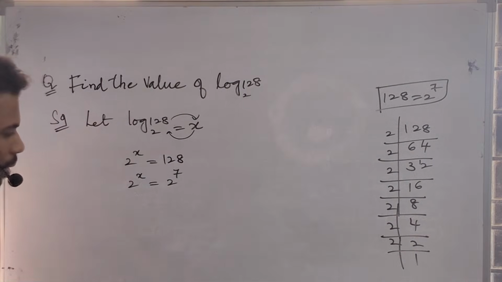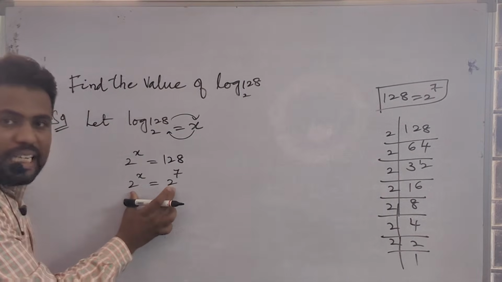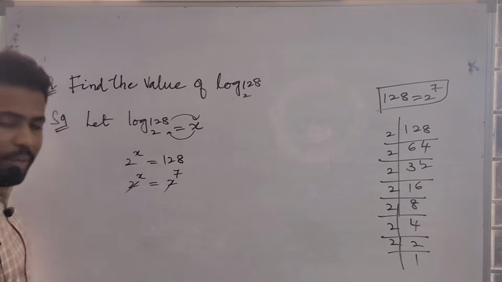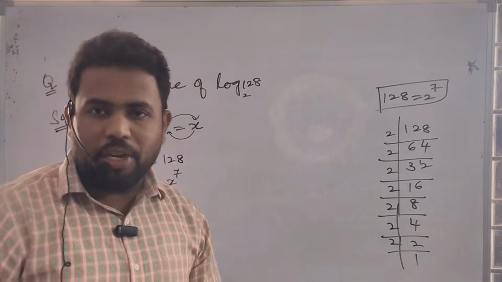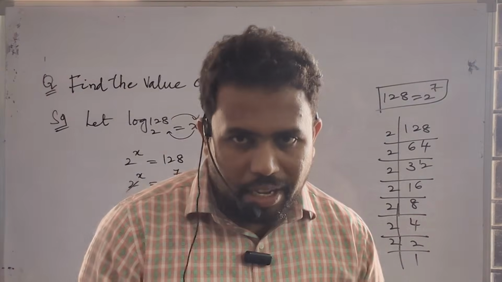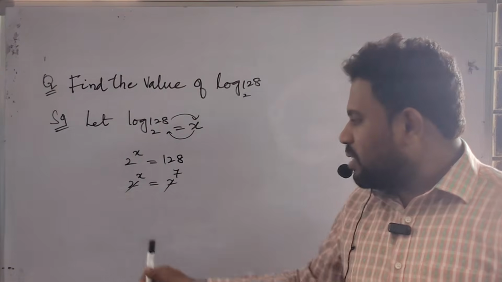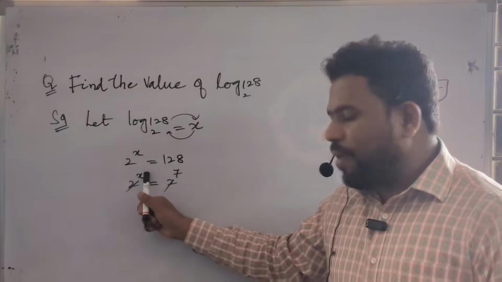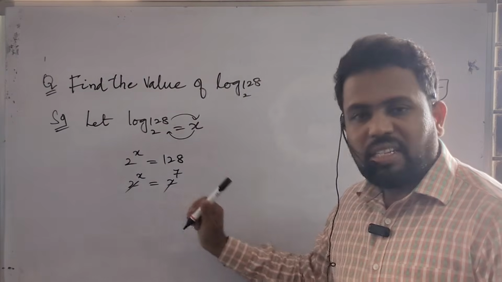Now if you observe, both the bases are equal. Base 2 and base 2. So we can cancel the bases based on the property: if bases are equal, powers are also equal. With the help of this property, I am just cancelling the 2 bases. So what are we remaining with? We are remaining with the value of x, which equals 7.